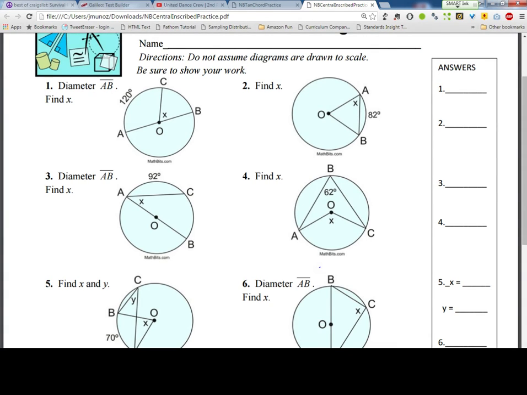You see it now? Once you saw one, you saw them all, didn't you? Yes. So, you're finding X. 62 is an inscribed angle. Therefore, the arc is twice as big, making it 124. Therefore, X is a central angle. It too is 124. Okay.